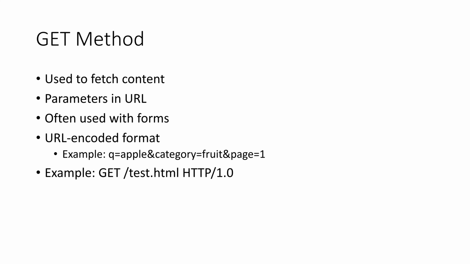These extra bits of information like q=apple are part of what we call URL encoded format. Spaces are replaced with plus signs or %20. Special characters are encoded and everything gets squeezed into the URL. A quick example, if you're opening a telnet session and connecting to a web server, you might type something like GET /test.html HTTP/1.0 and the server will return the HTML file in the response.